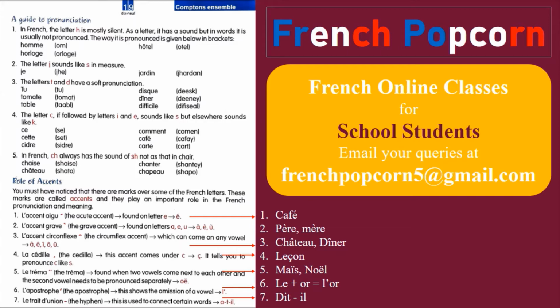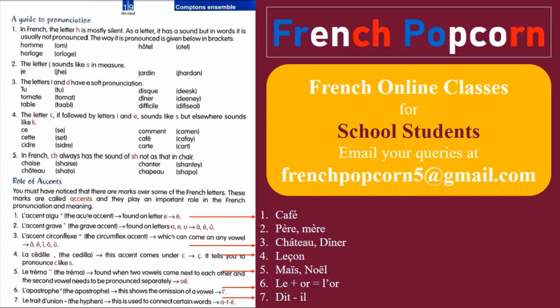Third is l'accent circonflexe, which can come on any vowel A, E, I, O, U, and it doesn't make any difference in pronunciation. For example, château, dîner.